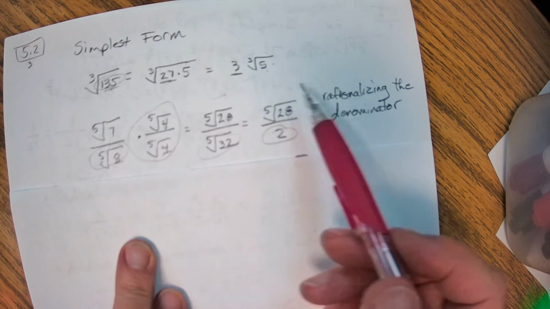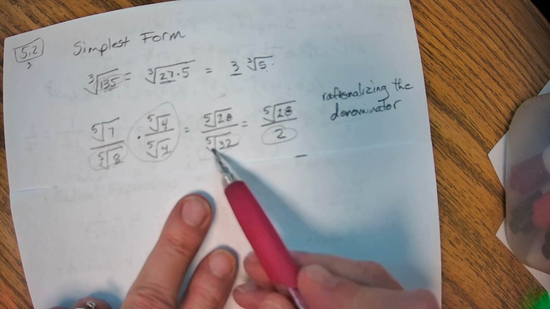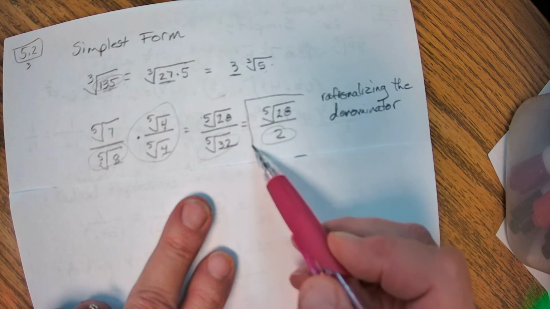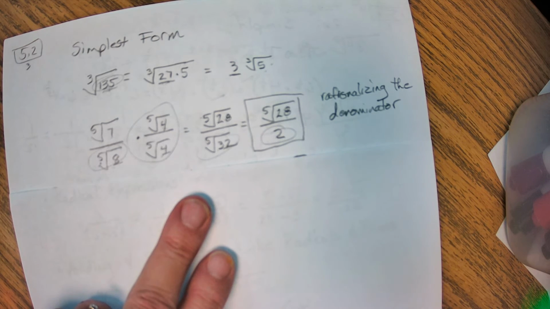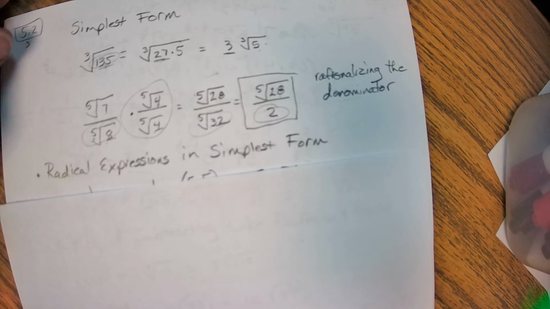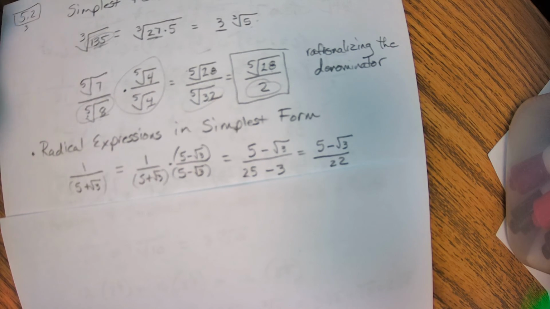So the fifth root of 7 times the fifth root of 4 is the fifth root of 28. And as we've discussed, the fifth root of 32 over here is 2. This is the answer that they're going to want. The next section will be on radical expressions in simplest form.